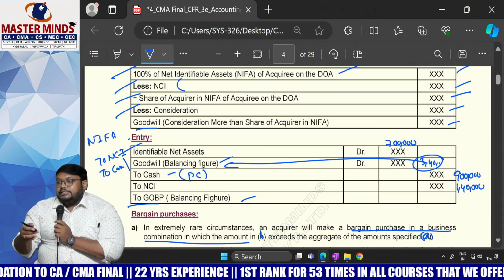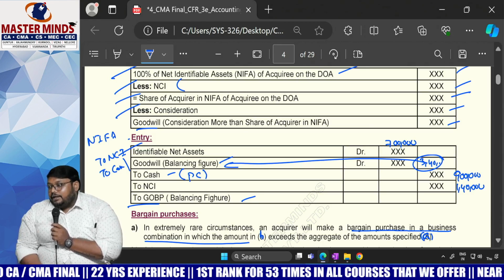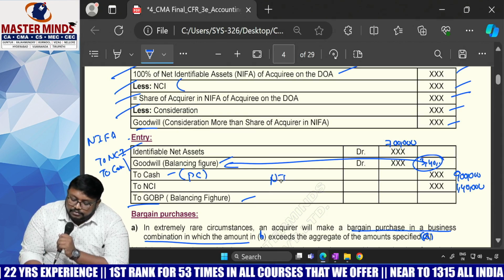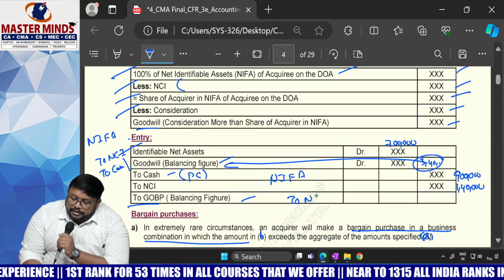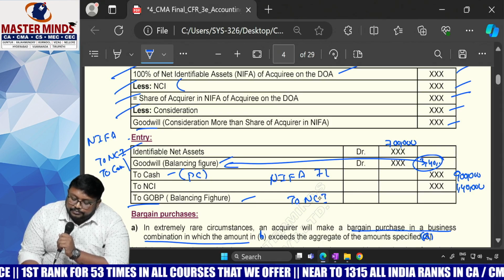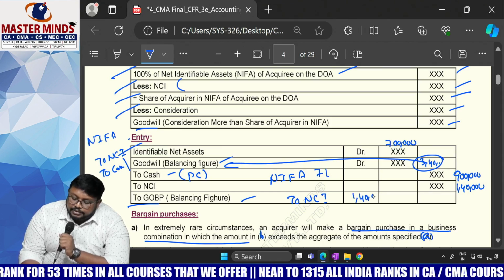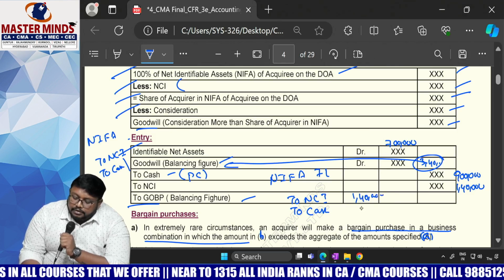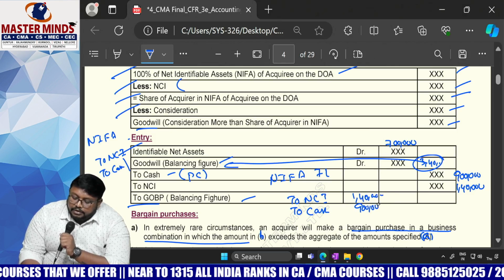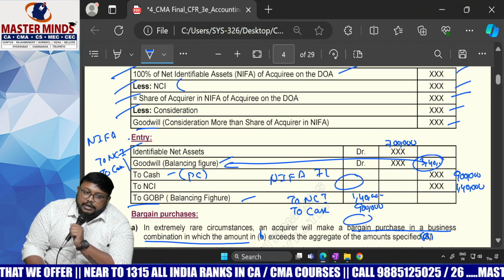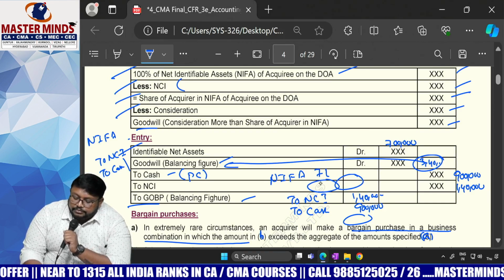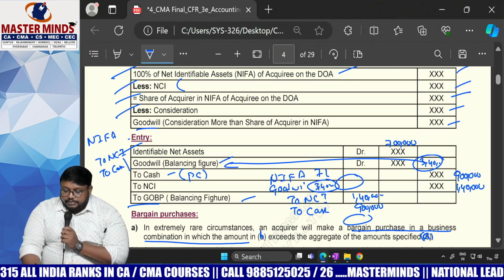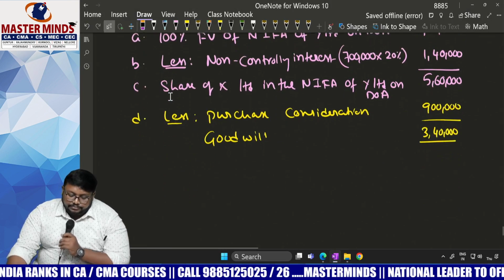Net identifiable assets account debtor to NCI account. First you have to write NCI. Don't forget to write NCI. So net identifiable assets account debit 7 lakhs, to NCI 1,40,000. Next, to purchase consideration, which you paid through cash, 9 lakhs. Now the difference: debit side means goodwill, credit side means gain on bargain purchase. The debit side is 3,40,000, so that will be goodwill. So we have to frame the entry like this. Frame the journal entry for this.